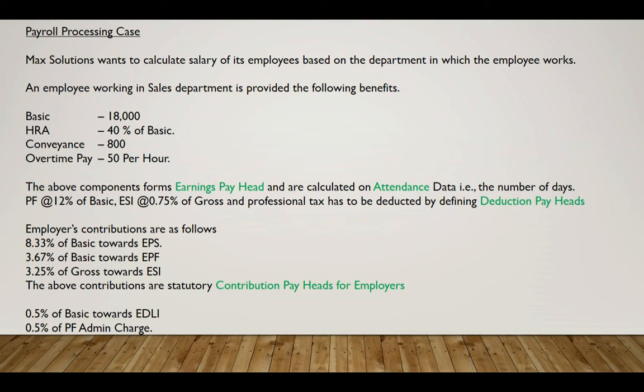Besides earning pay heads of an employee, we are required to define deduction pay heads, where PF at 12% would be deducted from the employee's salary. Besides PF, ESI at 0.75% and professional tax would be deducted. Therefore, we are required to define 3 deduction pay heads for PF, ESI and professional tax. Besides deduction pay heads, we are required to define contribution pay heads of employers. And after that, we are also required to define expense pay head towards PF admin charge and a pay head for EDLI.